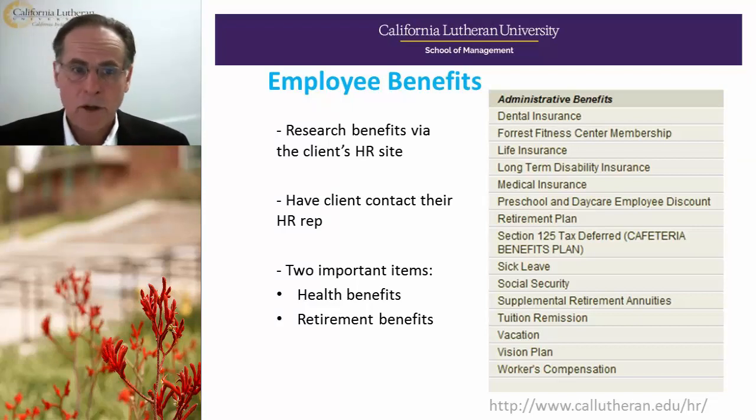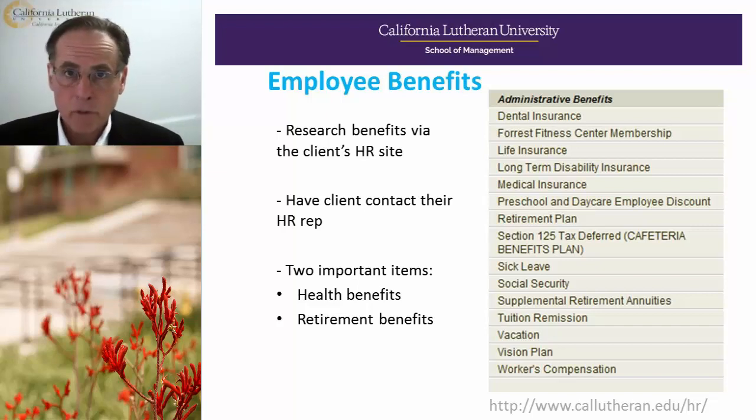So a great place to start is the client's human resource site, their website. And here's an image from Cal Lutheran. So you can click on this and you can see a lot of the details there. But another really valuable way would be to have your client contact their HR rep so that they can allow you to talk to that person, if nothing else. So again, it's that combination between you, your client, the transparency offered on the website, and maybe one-on-one consultations with the HR rep. This information is really valuable.